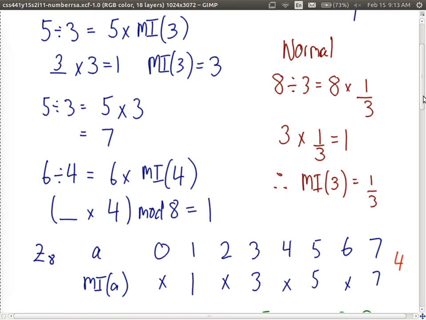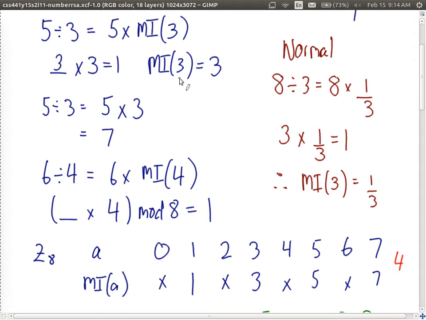Division. To divide, we actually multiply by the inverse. So we talk about the multiplicative inverse. The multiplicative inverse is the number that we multiply by such that we end up with 1. So in normal arithmetic, the multiplicative inverse of 3 is 1/3, because 3 times a third is 1. In modular arithmetic, the multiplicative inverse of 3, in mod 8, was also 3. 3 times 3 mod 8 gives us 1.